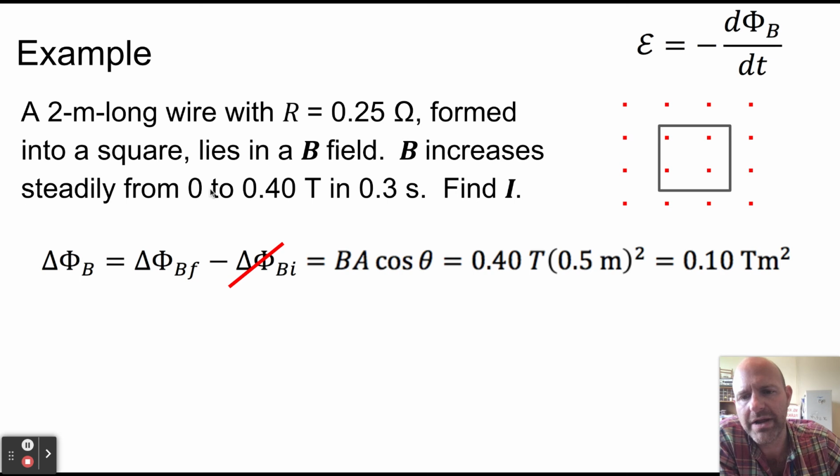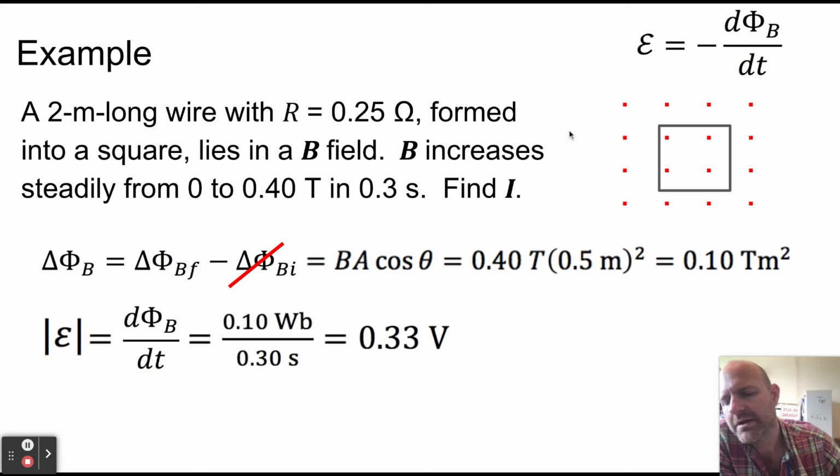So that's how we get our area. The flux, we are told, starts with 0 magnetic field and goes up to some value. So we have 0 initial flux, so we're just looking at the final flux. It would be equal to the change. So we get 0.1 Tesla meter squared.